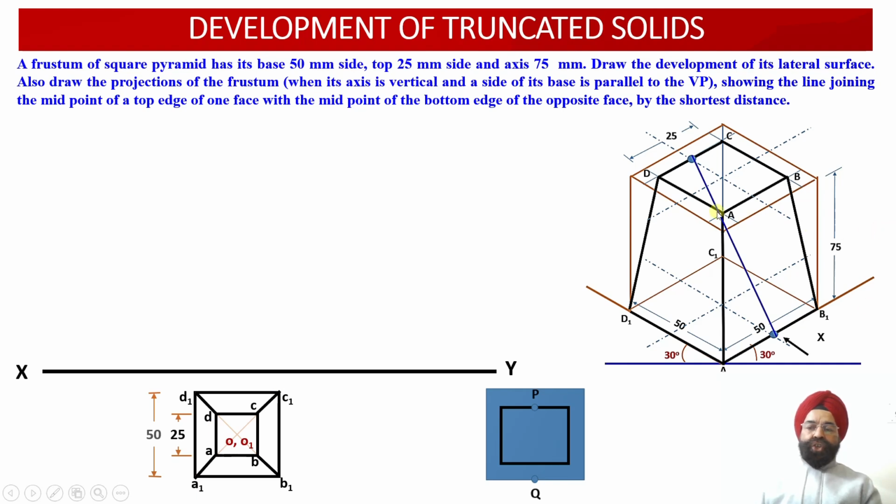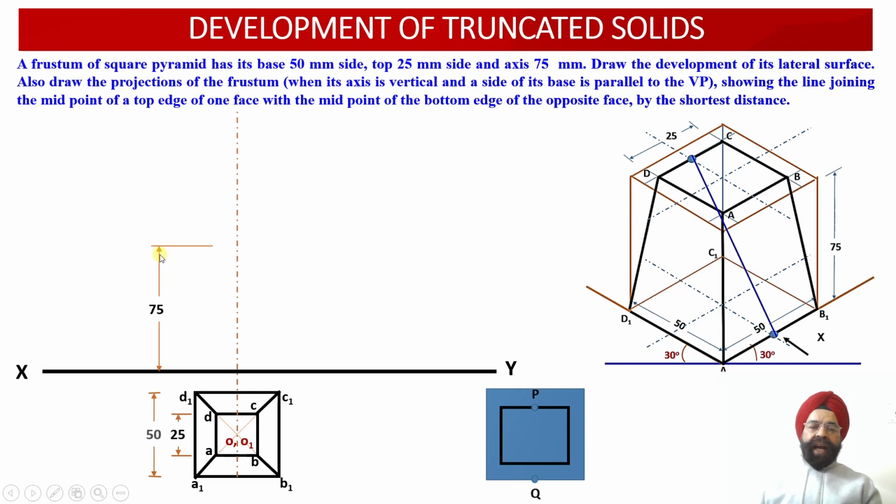And now we can join the slant edges AA1, BB1, CC1 and DD1 into the top view projections, because these slant edges will be visible to the observer as the observer looks at this frustum of the square pyramid from the top. So this way we have been able to obtain the top view orthographic projections of this frustum of the square pyramid. Now we need to obtain the front view projections.